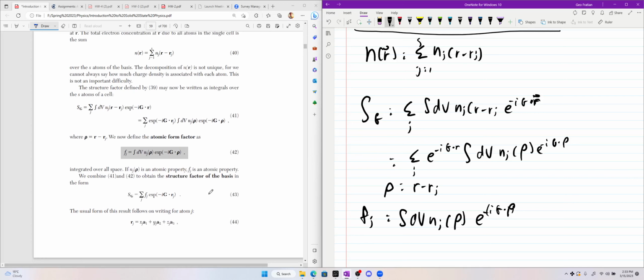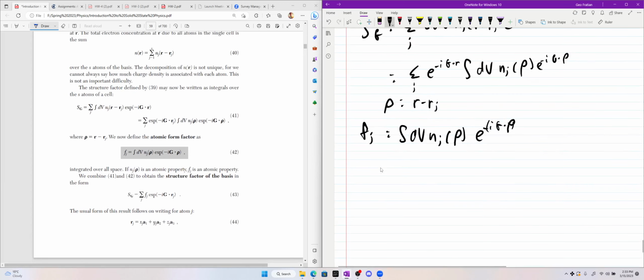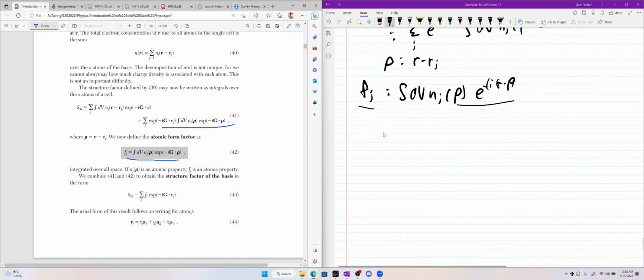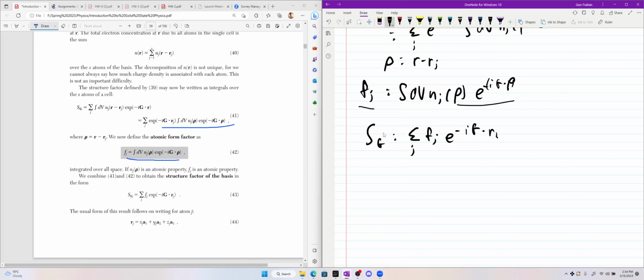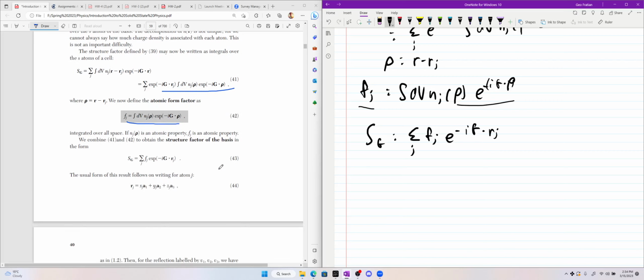Integrated over all space. So if n_j of rho is an atomic property, f_j is an atomic property, right? Because you see how they're related. If you combine equations 41 and 42 to obtain the structure factor of the basis, we can say the structure factor is the sum over j of f_j, the atomic form factor, times e to the negative i G dot r_j. This is the usual form of the result.